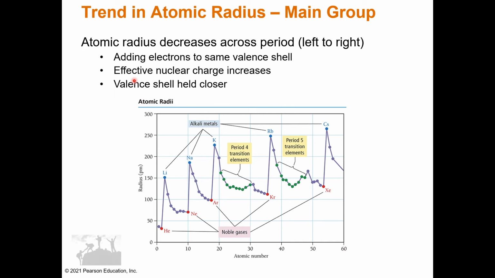So don't forget that formula. Z effective equals the number of protons minus the number of core electrons. As we're moving from left to right, the number of protons are increasing, but the number of core electrons stay the same. That's why Z effective increases from left to right.